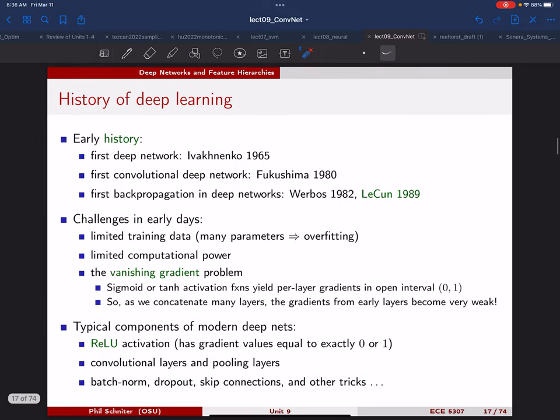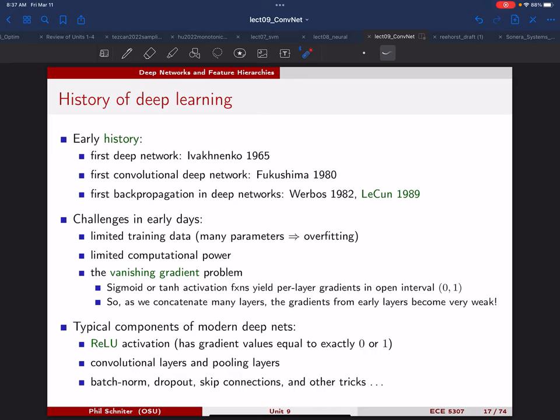All right, so just a little history. First deep networks were in the mid-60s. First convolutional deep networks around 1980. And backpropagation in deep networks, people were working on that in the 80s. But in those days, there were a lot of challenges. First of all, they had very limited training data. And as we know, when you try to build a network with many parameters without much data, you just get overfitting. Also, they had very limited computational power. And there were other structural things they hadn't figured out yet.